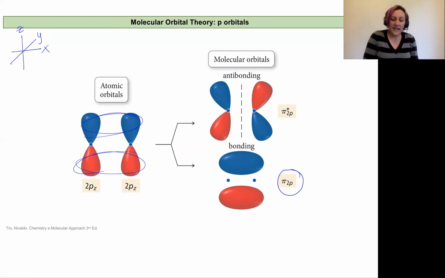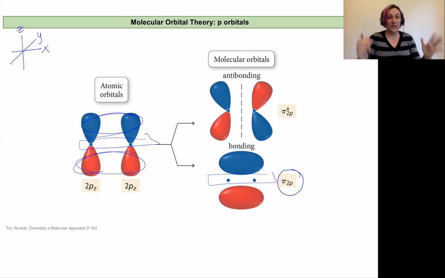So in this case, it still keeps the same node that it has here. That node doesn't go away because we're bringing these together. And this will be our pi 2p bonding MO. It's a pi type bond because it has a node. The sigma bonds don't have a node in between them unless it's an anti-bonding orbital.